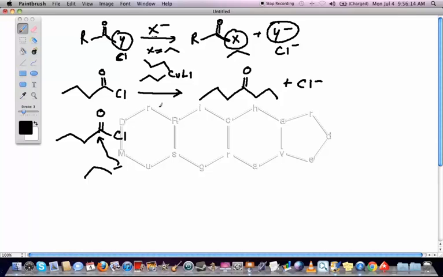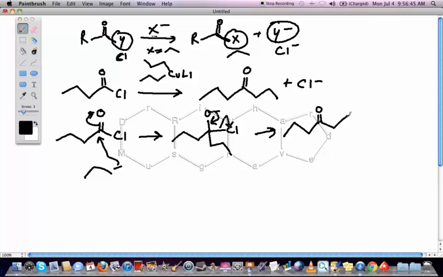So in the first step, we consider the organocopper lithium reagent to be just a negatively charged carbon, where the negative charge is on the carbon, which is connected to the copper. And it's the same mechanism as we saw for Dibel, where the negative jumps up on the oxygen, the chlorine leaves as Cl minus, and we end up with our ketone and Cl minus.